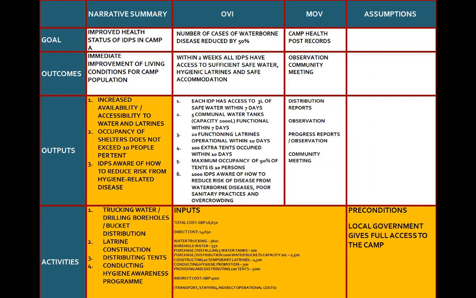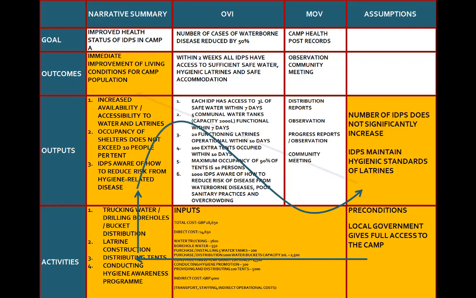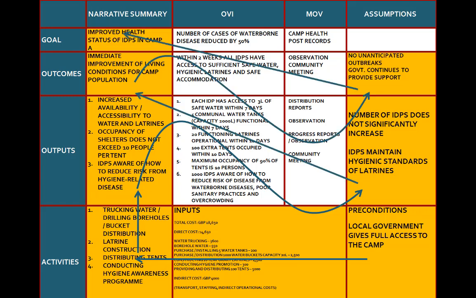So looking at this, we have a precondition where the local government gives us access, we take our inputs, we do our activities, and we achieve our outputs, but only if the number of IDPs does not increase significantly. And if they maintain the hygienic standards of the latrines, then we're going to see the immediate improvement of living conditions. But for that to contribute to improved health, there has to be no unanticipated outbreaks of epidemics such as dysentery or dengue, and the government has to continue to provide the support it has been doing. That's how the logic fits together.